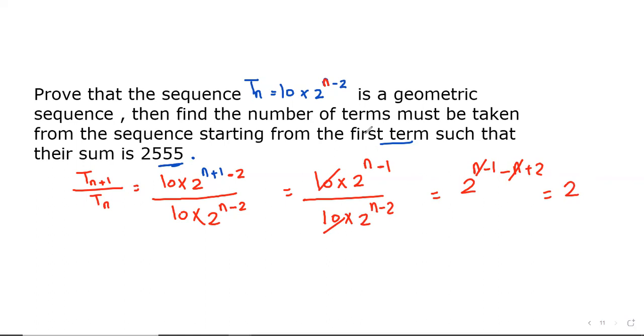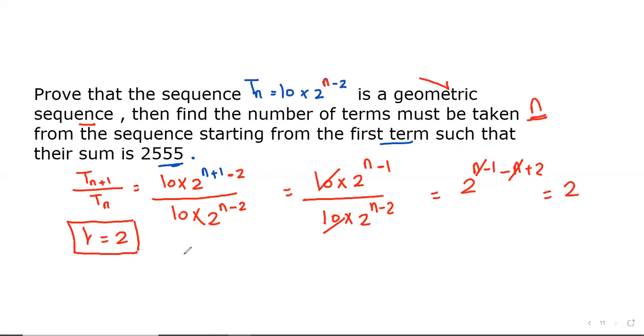So we have a constant number, which is r. So r here equals 2. Because r equals 2, we have got a constant number. So the sequence is a geometric sequence. How can we find the number of terms n to get a sum of 2,555?